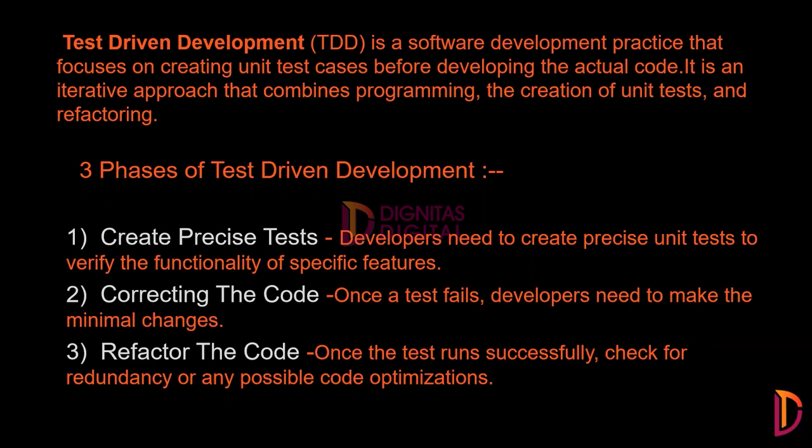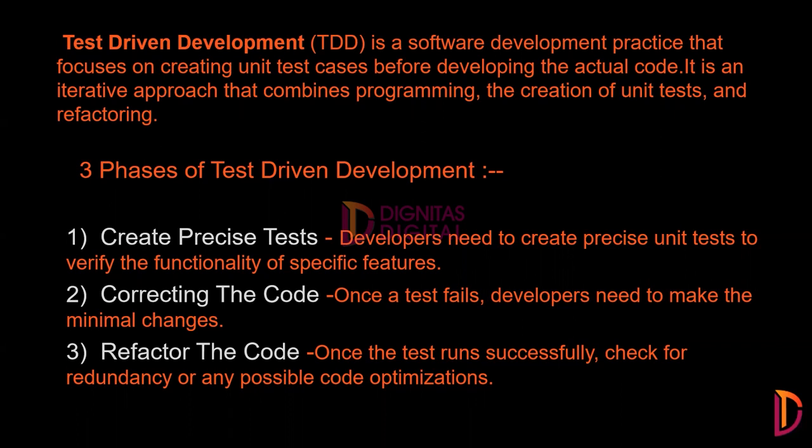First is create precise tests. Here, the developers need to create precise unit tests to verify the functionality of specific features. Developers must ensure that the test compiles so that it can execute. In most cases, the test is bound to fail. This is a meaningful failure, because the developers are creating compact tests based on their assumptions of how the feature will behave in future.